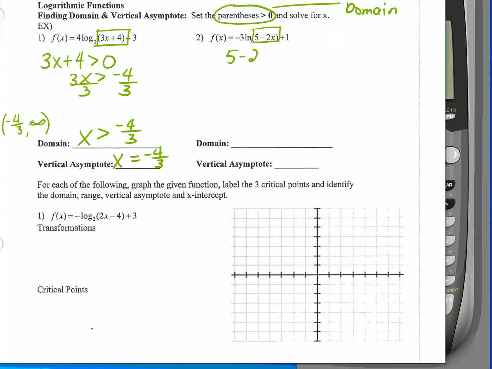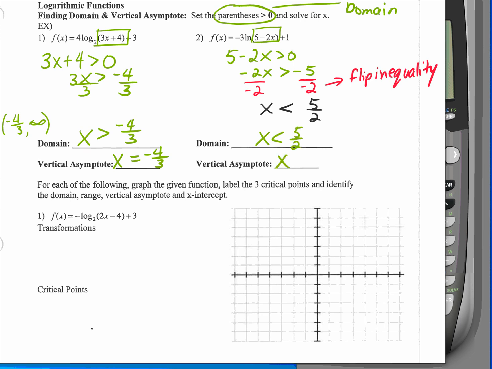Same thing for number 2, except subtracting 5 isn't problematic. But when we divide by -2, we have to flip the inequality when you divide by a negative. It's an old rule that hopefully you do remember back from your pre-algebra algebra days. So this will become x is less than 5/2. And the asymptote itself is just setting it equal. And then for the domain, if you wanted to rewrite it in the interval notation, you can make it -infinity, comma 5/2. But I recommend just leaving it as the inequality. It's just easier and it gives the same result.